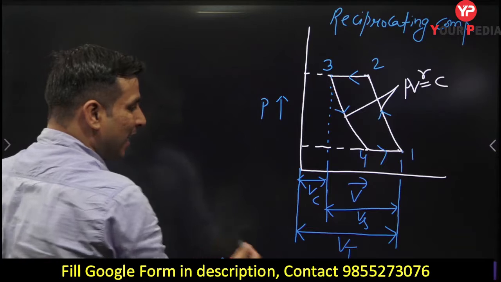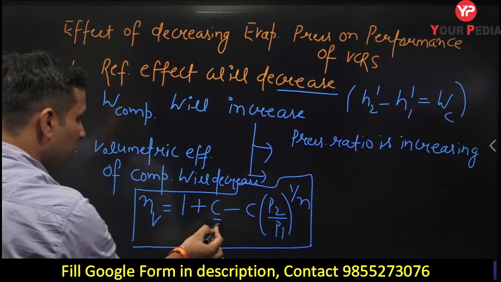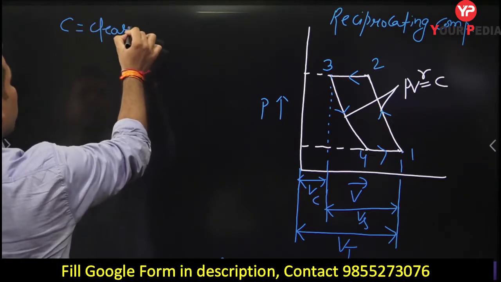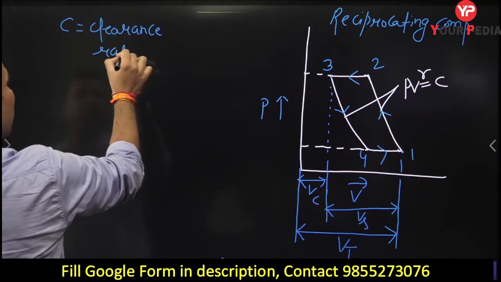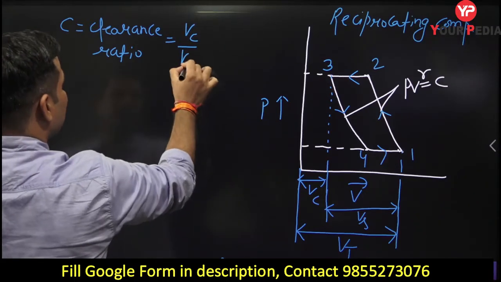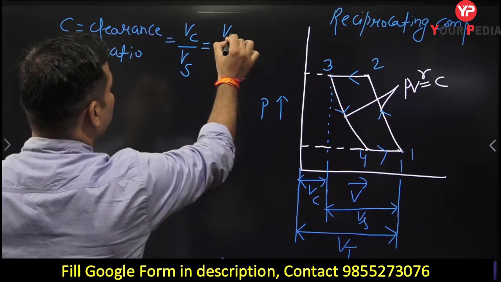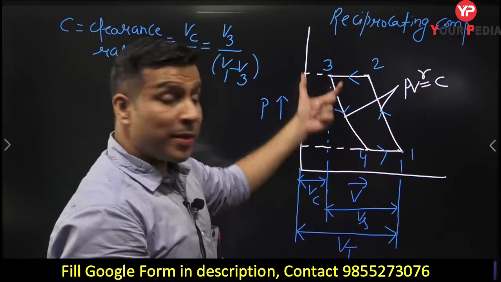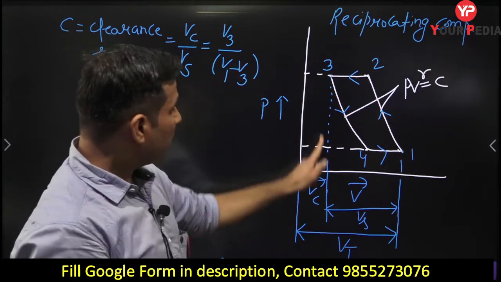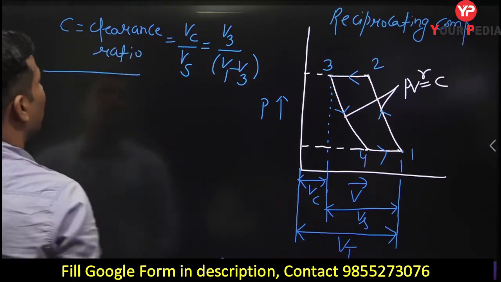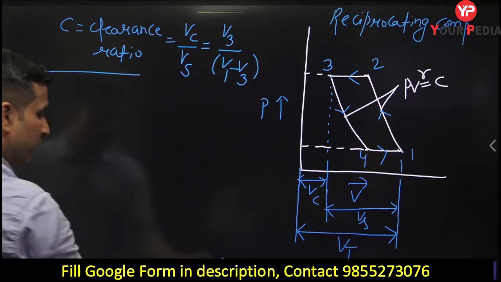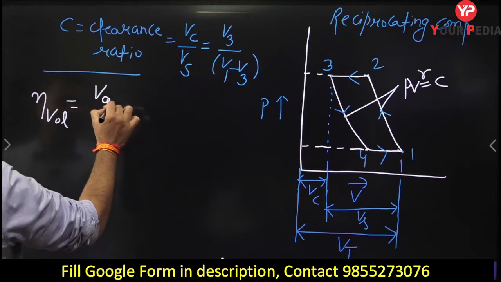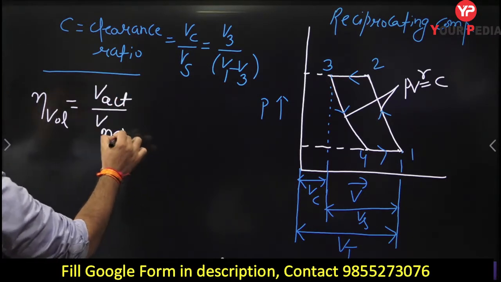And the C that we have written here, this C is nothing but the clearance ratio. This is nothing but VC by VS, or this is V3 by V1 minus V3, because V1 minus V3 is the swept volume and V3 is your clearance volume, so this particular ratio is your clearance ratio. Volumetric efficiency is a term, you know, which is the ratio of the actual volume intake divided by the maximum volume which a device can intake.